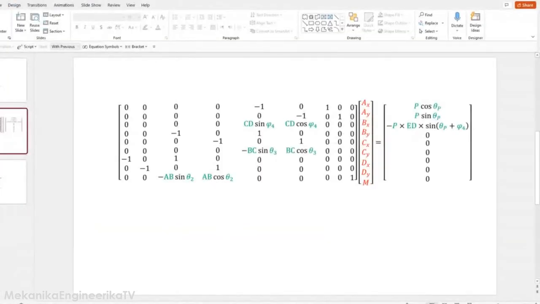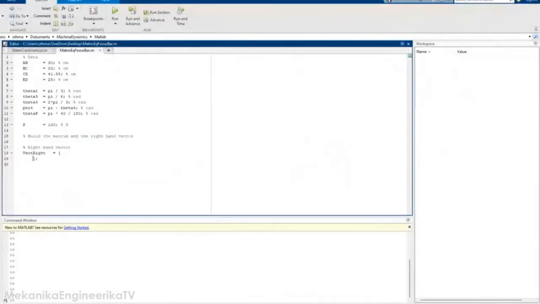So for example, let's put the first element of the right-hand vector. The first element is P cosine theta P. So I will give P. Now, when I calculate here, MATLAB knows what is P. It will go back and P is 100, so it will consider that P is 100. P times cosine theta P. Again, it will find theta P and go back to get the value. Now this is for the first row.